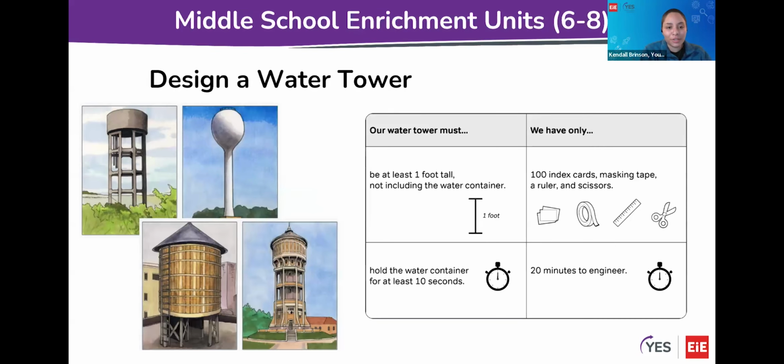And then for middle school enrichment, it gets a little bit more advanced. They're designing a water tower to be at least a foot tall, not including the water container, and it has to hold a container of water for 10 seconds. So a little bit more challenging to do. They only have 20 minutes to engineer, and they have very few materials: 100 index cards, masking tape, a ruler, and some scissors. As you can see, it's asking students to think more about structure and stability and systems, all while practicing some rapid iteration and introducing them to the engineering design process.